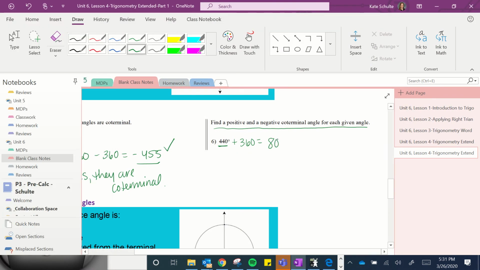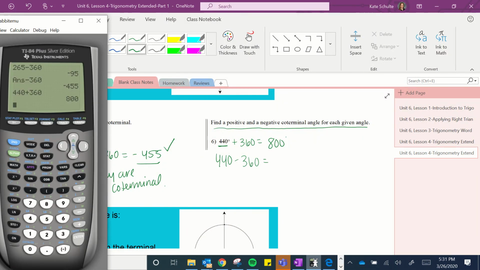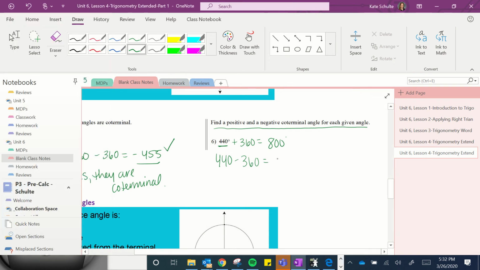So this is 800. So that's a positive. So now I just need a negative. So I know if I'm going to make 440 negative, I need to subtract 360. Now hopefully some of you are seeing this isn't going to get me negative because 440 is bigger than 360. This gives me 80. And what that means is both of these would work for a positive coterminal angle.